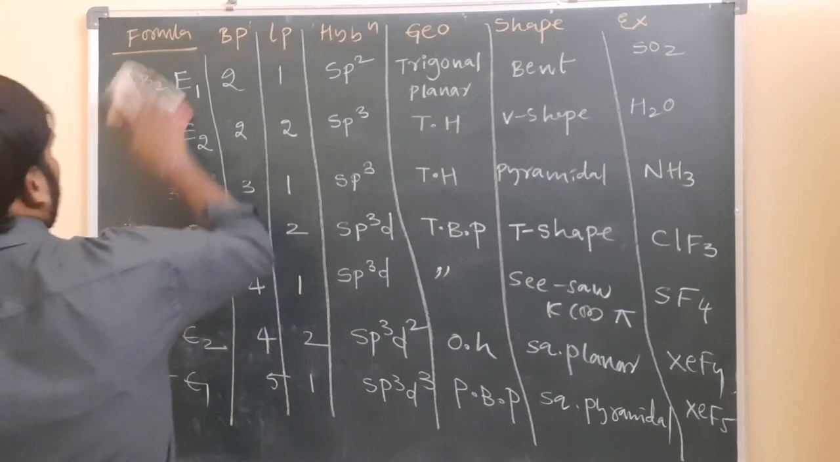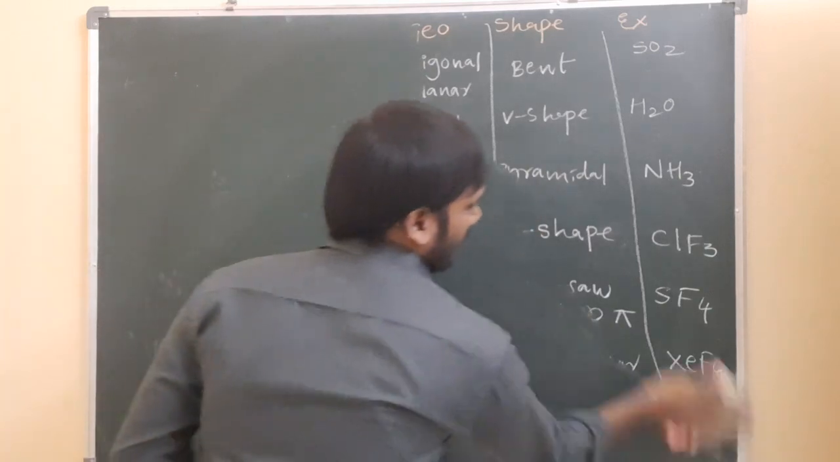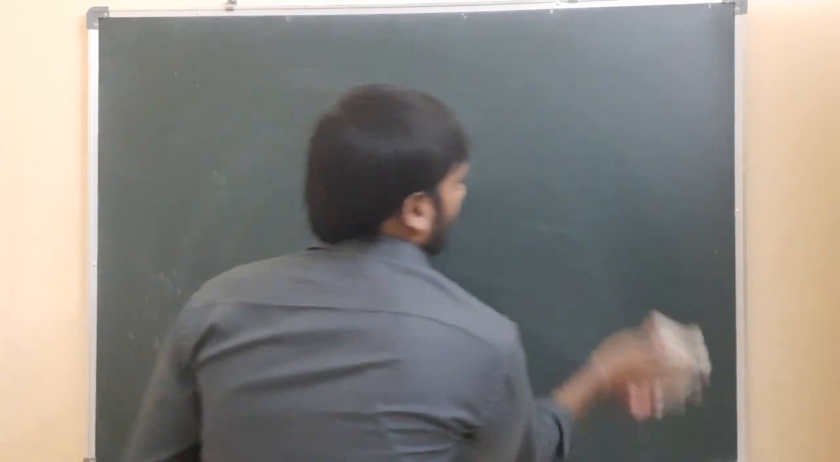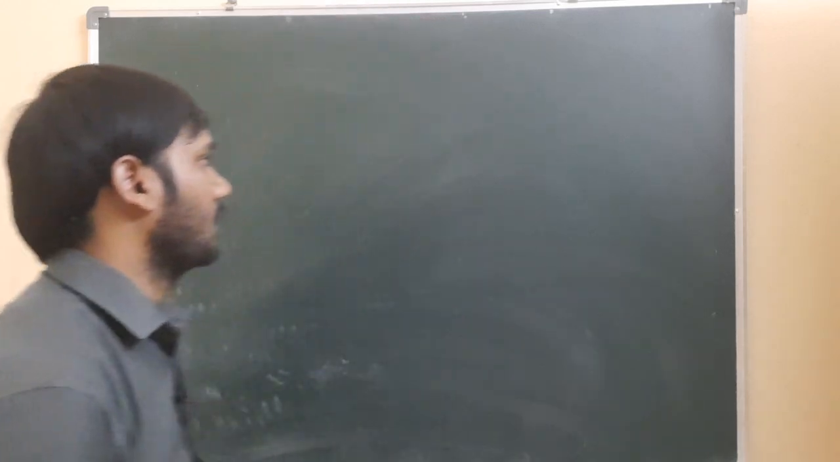Clear? So the next concept: after that we will discuss some questions related to hybridization and the valence shell electron pair repulsion theory, because application type questions are very important. In the exams they can ask such application questions besides the theory part, right? So now we will discuss some questions. Let us see the questions.